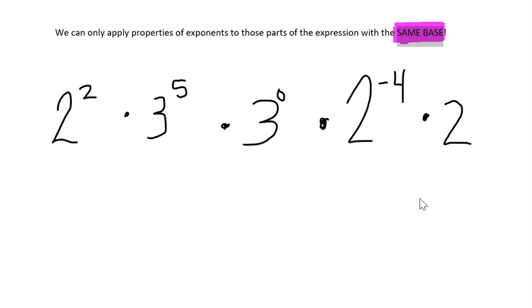When simplifying with properties of exponents, you can only use your properties if they have the same base. 2 squared times 3 to the 5th is not 6 to the 7th. We're not multiplying 6 7 times. We're multiplying 2 twice, and then we're multiplying 3 5 times. So that's not going to give us the same thing as 6 to the 7th.